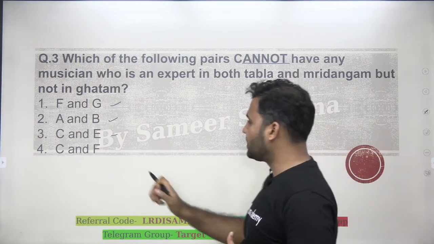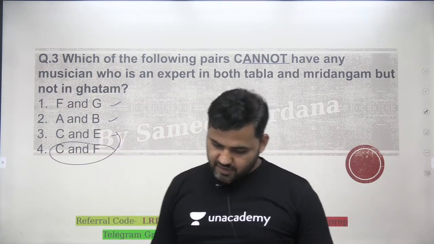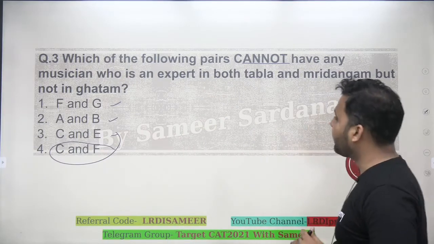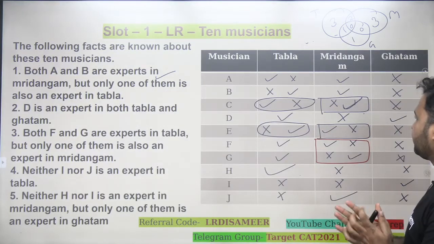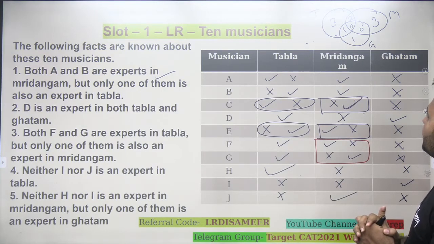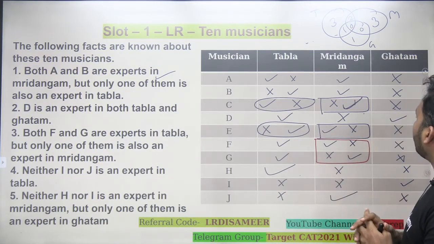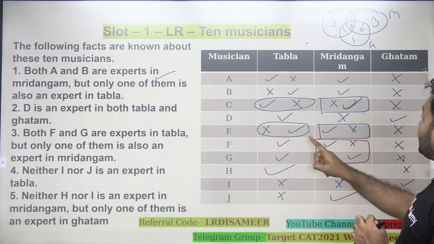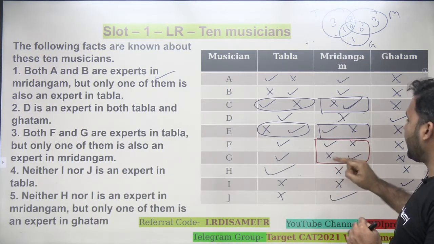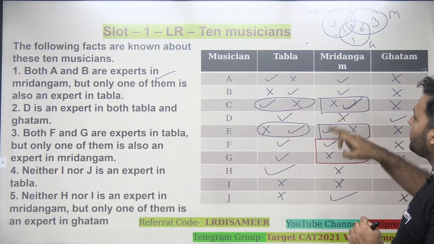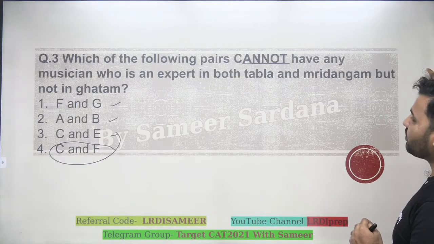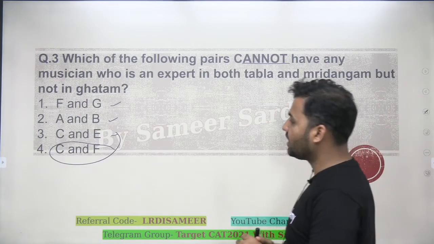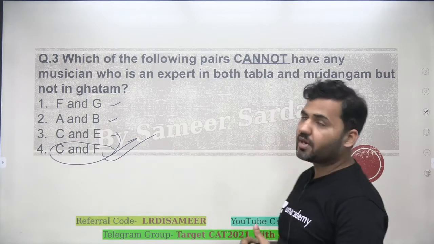But yes, option 4, C and F. If you look at C and F, we cannot say that between C and F, F is definitely a person who will be playing tabla. He might play, his condition of playing mridangam will depend on G, right? So F condition will depend on G. F condition is not dependent on C. So for F and C, you cannot surely say that one of them will be playing both tabla and mridangam but not in ghatam. So therefore the answer to the question is option number D, right?